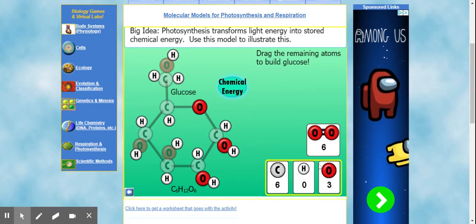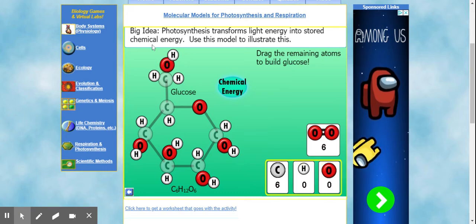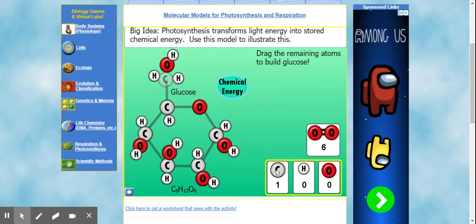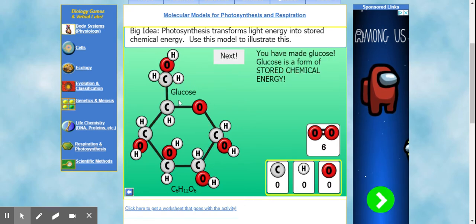So all we're going to do is use the things that we took in, water and carbon dioxide, and we use those atoms that we got to make the products. Oxygen gas and glucose, which is just sugar, which is the food that plants want. So we're going to use the energy to store it in glucose, and woo, now we got some sugar.